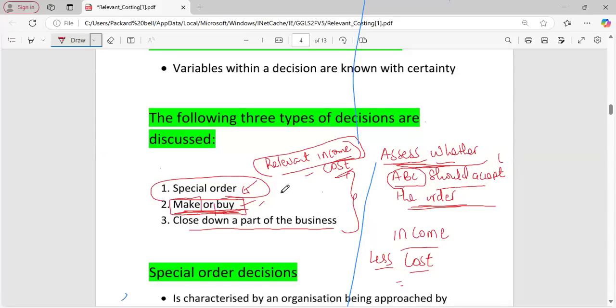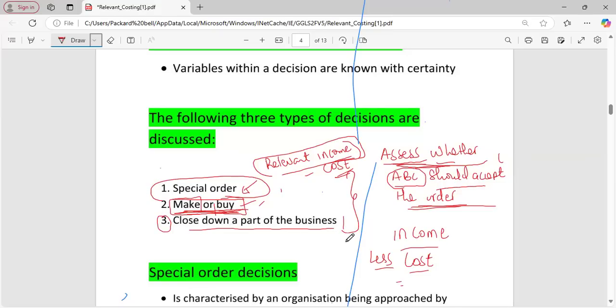Is it absorption costing? Is it relevant costing? Is it direct costing tested here? If you know your direct costing, it's going to be easy for you to compile your figures under direct costing. Okay, then let's look at now this one, closing down a part of the business.